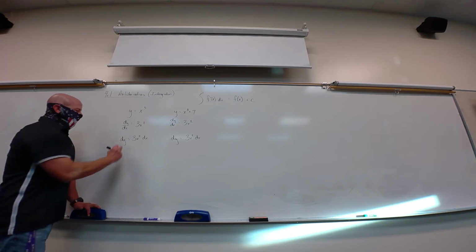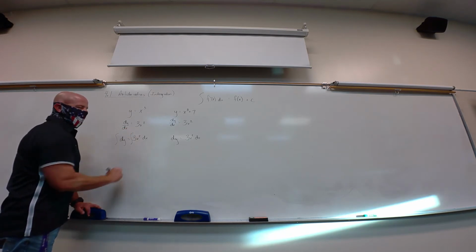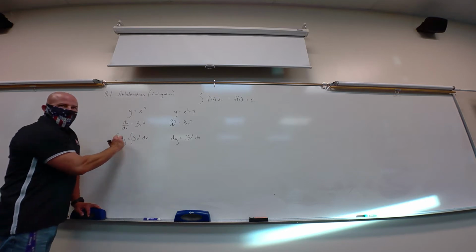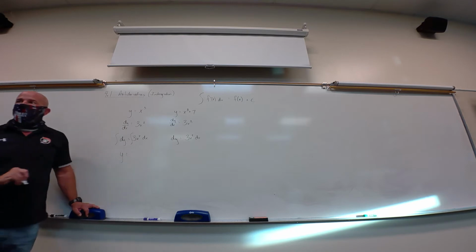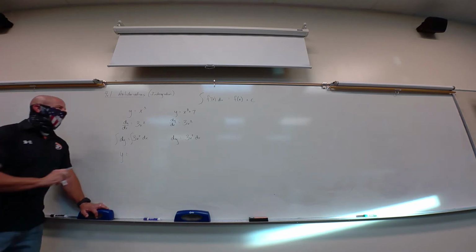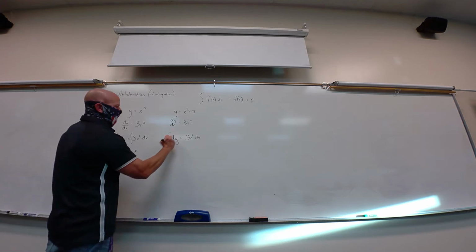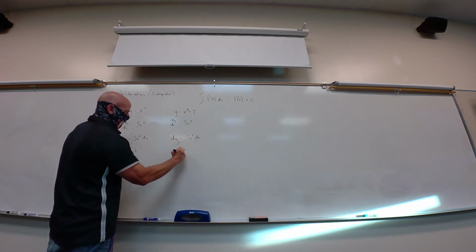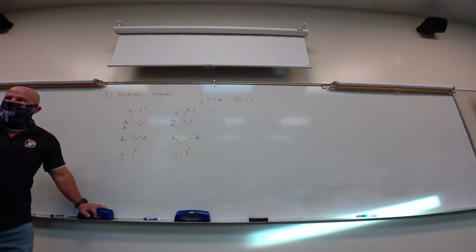So if I integrate both sides, the integral of dy will go back to y. That's the original from the dy. And this would be x cubed. And we'll talk about how we get the x cubed, but still that was the original it came from.